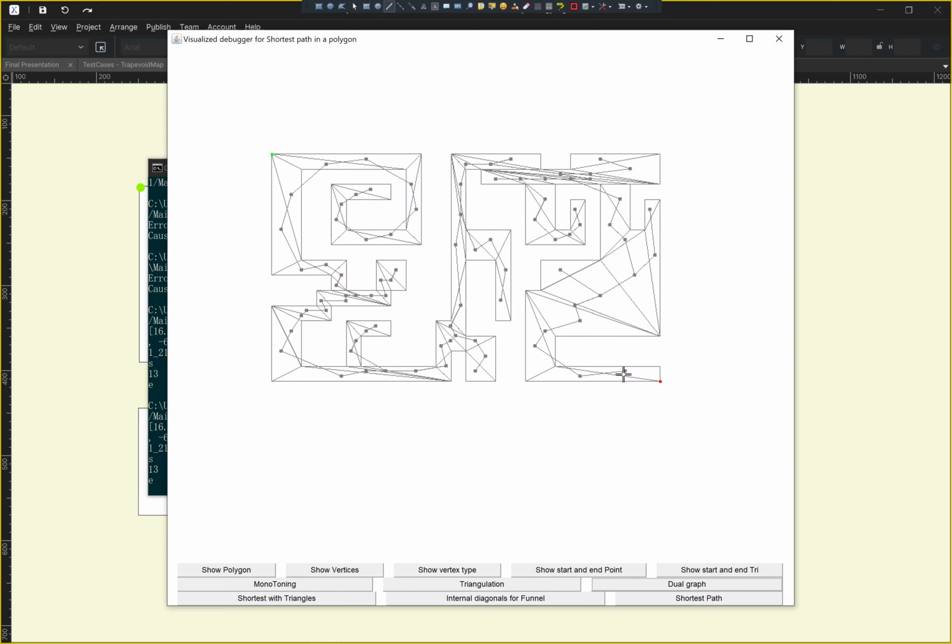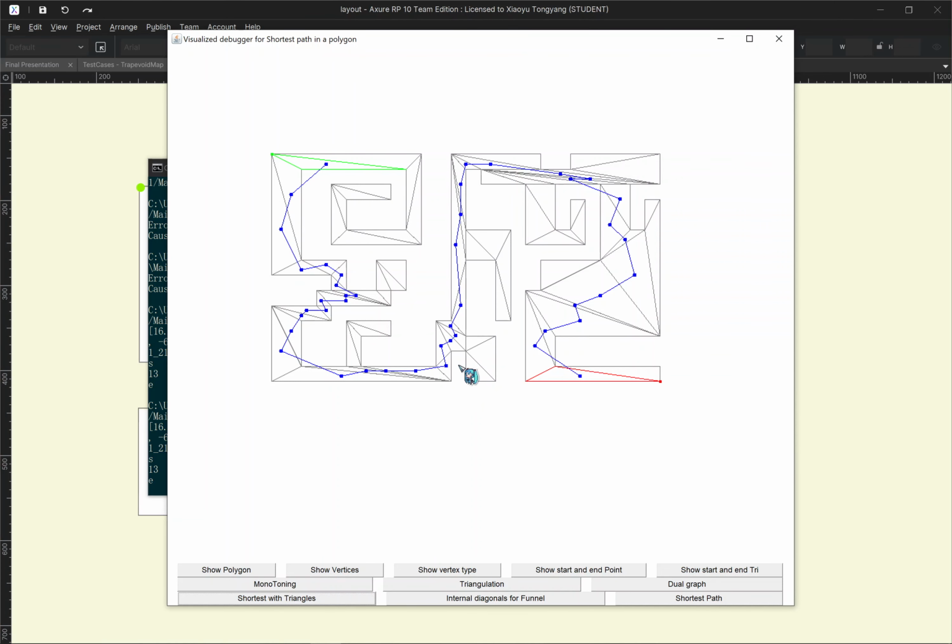Okay, as you can see, these green vertices and green edges are our dual graph. And at this point, we can run a breadth search in this dual graph to compute the shortest path through the triangles in the dual graph. So let's do it. Okay, the path highlighted in blue is the shortest path in the dual graph. And finally, we feed the final algorithm with these triangles to compute the real shortest path. So let's do it. But first, let me go back to the original polygon to see the shortest path more clearly.